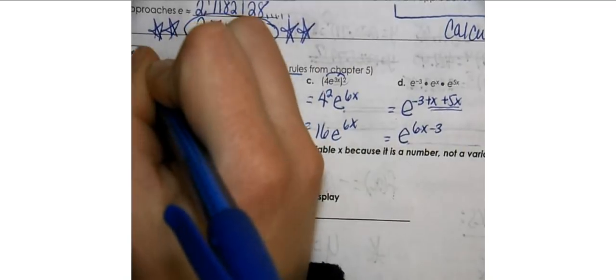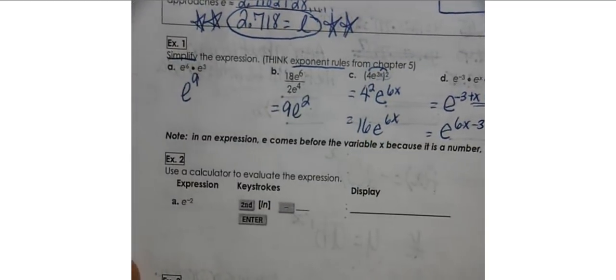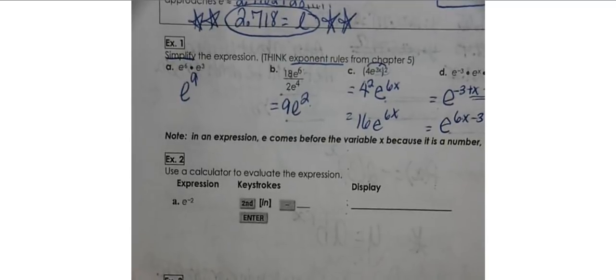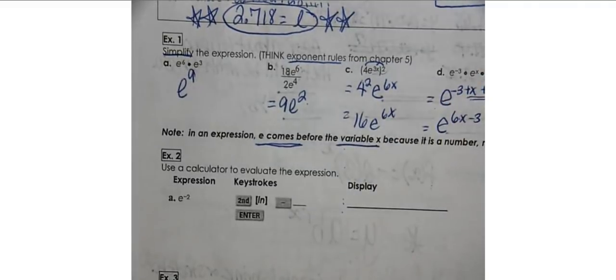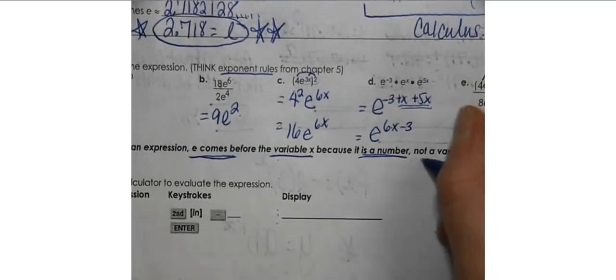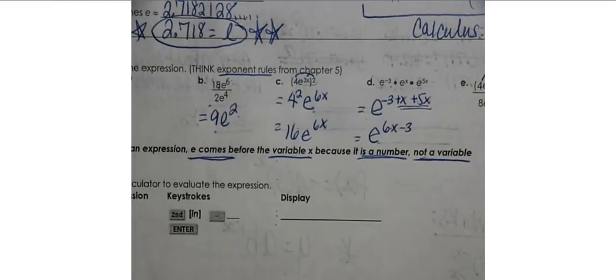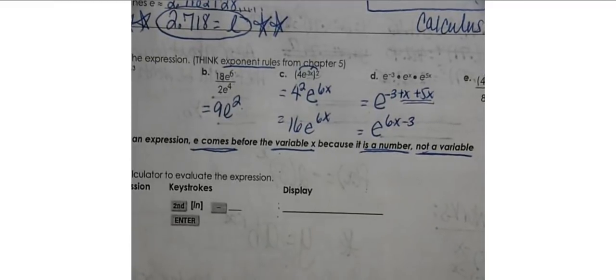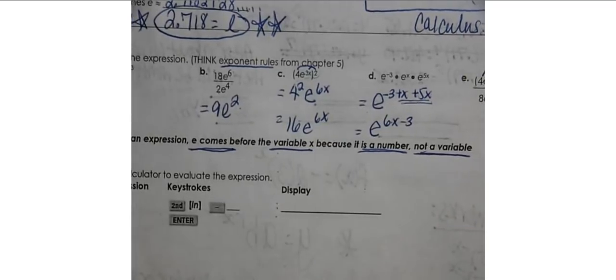Unless they ask you to evaluate, I want you to leave your answers in terms of E. So if you're asked to simplify the expression, just leave your answer in terms of E. Please note, in an expression, E comes before a variable, because it is considered a number and not a variable. There might be some problems where you will have an EX, and if you have that, the E has to come before the X. You can also look at it as if it's in alphabetical order, if that helps you. But we always put E before a variable.